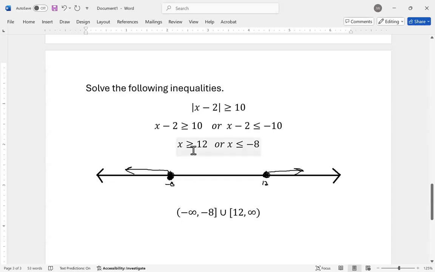Notice that having two numbers on the number line kind of splits my number line into three distinct regions. And with this example, the way these inequalities work and go together, we have two regions where solutions can come from. One region over here on the left side, one region over here on the right side.